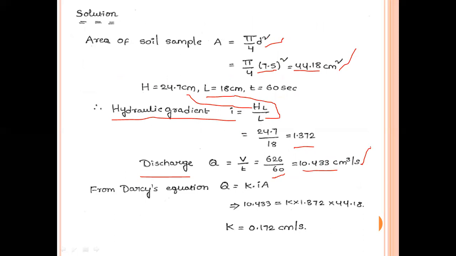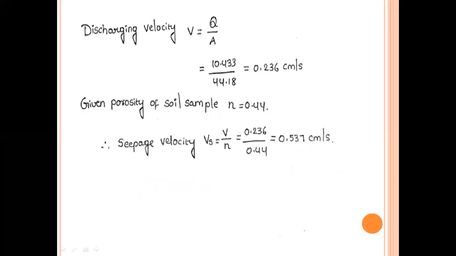Next one, from Darcy's equation, Q equal to K into I A. That equal to K into 1.372 into 44.18. K equal to 0.127 centimeter per second. This is from Darcy's equation, we calculate the K value. Next, discharge velocity V equal to Q by A.